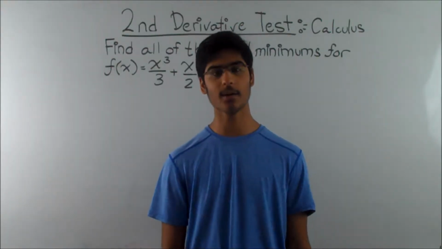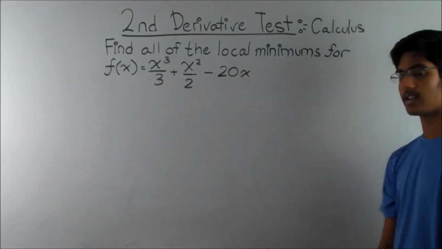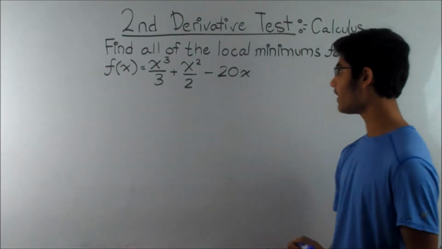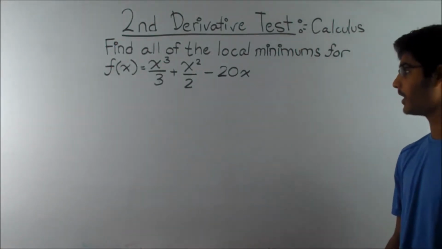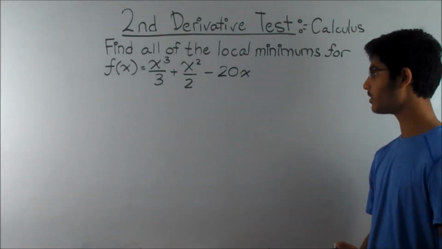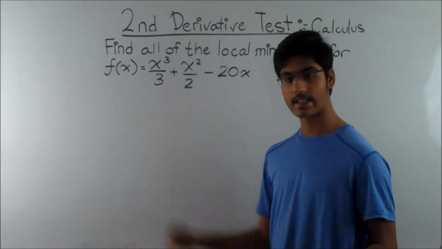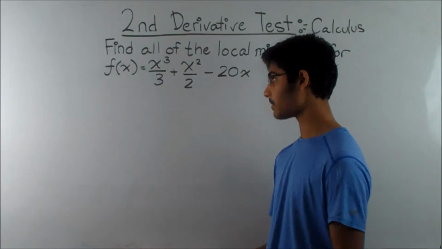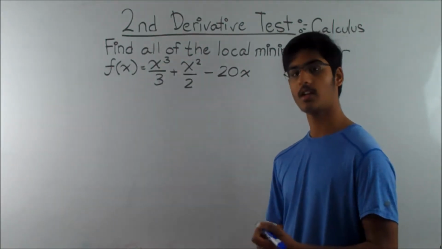Hi! Today we're going to learn about the second derivative test in calculus. Let's say we have to find all of the local minimums for f of x is equal to x cubed over 3 plus x squared over 2 minus 20x. So we know that to calculate minimums and maximums, we have to find when the first derivative is equal to 0. So let's do that.